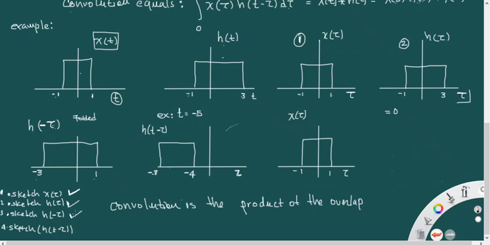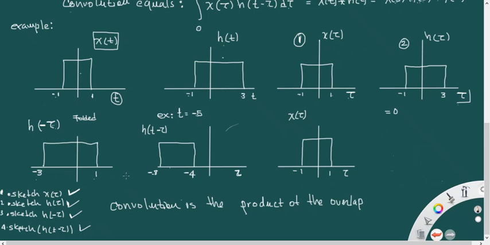Please don't forget to do this step, because if we don't flip or fold the function, we will end up with wrong results. So first step is to sketch the function in the tau domain, the second function in the tau domain, then the second function we are going to fold or flip it to the h of minus tau, so we need to invert this function.